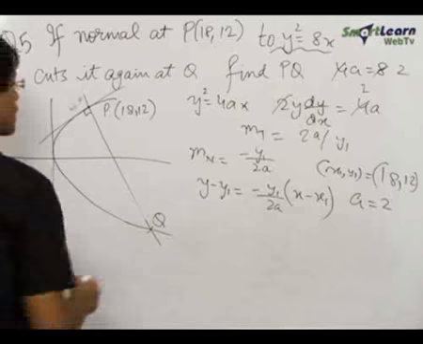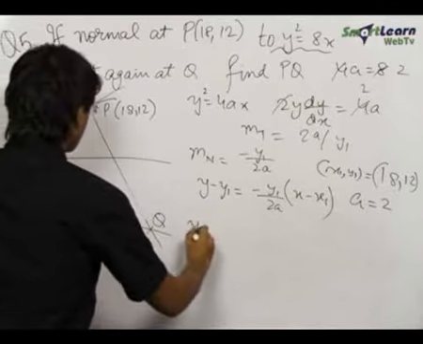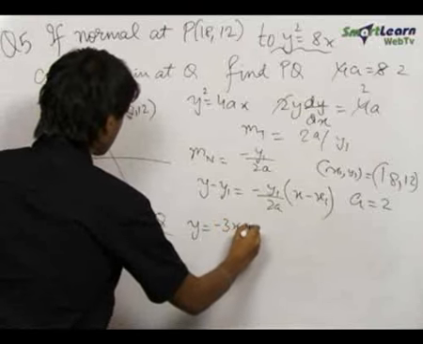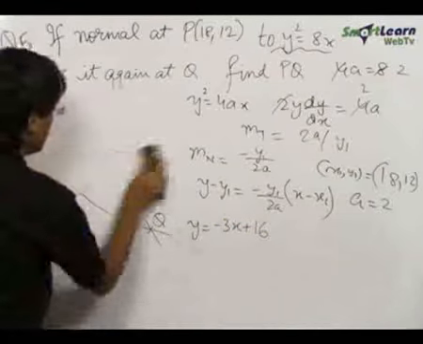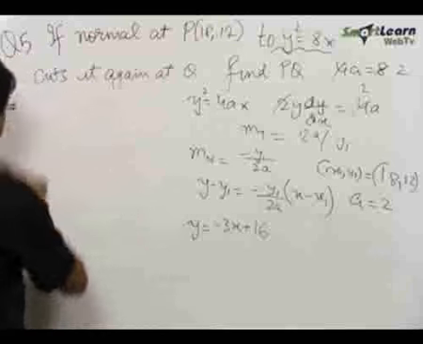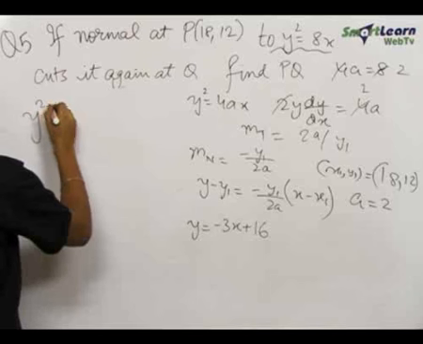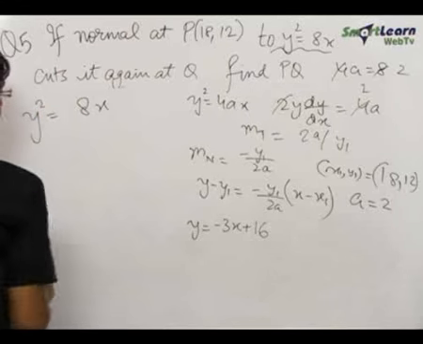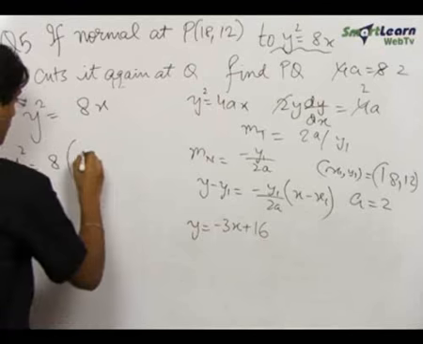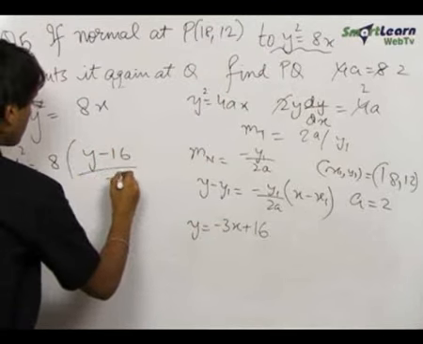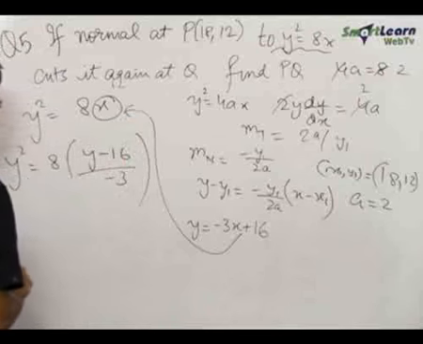On putting the values of x1, y1 and a in this equation, we get the equation of normal as y is equal to minus 3x plus 16. Now what we can do is, we can solve this equation of normal with the parabola to get the 2 points. We have the parabola y square is equal to 8x. So we can write this as y square is equal to 8 times (y minus 16) by minus 3. We have substituted the value of x from this equation over here.